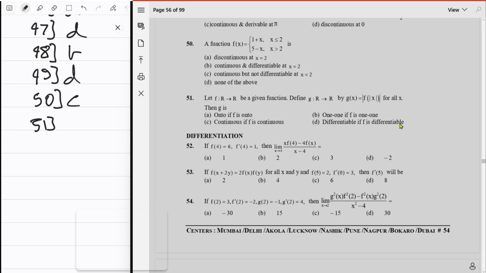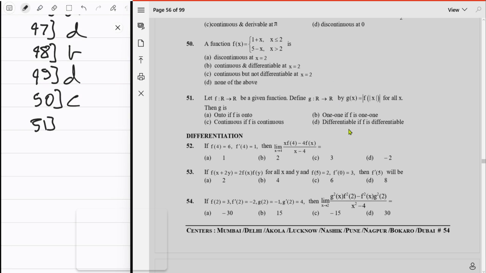Is it differentiable? If f is differentiable, depends on what f is, right? Continuous, yeah, that I agree on. If f is continuous, this will be continuous as well, right? But it's just mod, right? It's just taking a mod of it. It isn't doing anything problematic, right?